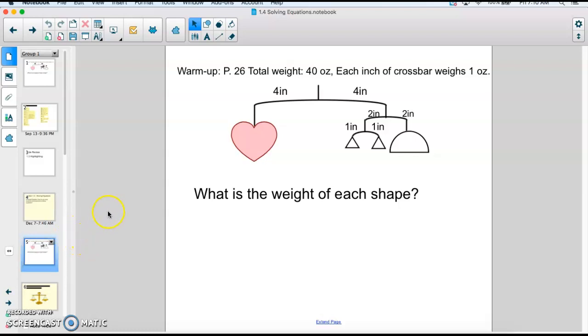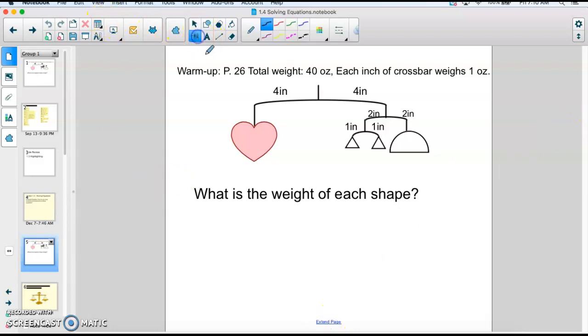So a warm-up problem for you. We know the total weight is 40 ounces, and we know that each inch of the crossbar weighs an ounce. Like this part of the crossbar weighs 4 ounces. This one weighs 1 ounce. And we need to find the weight of each shape. So you can do this any number of ways.